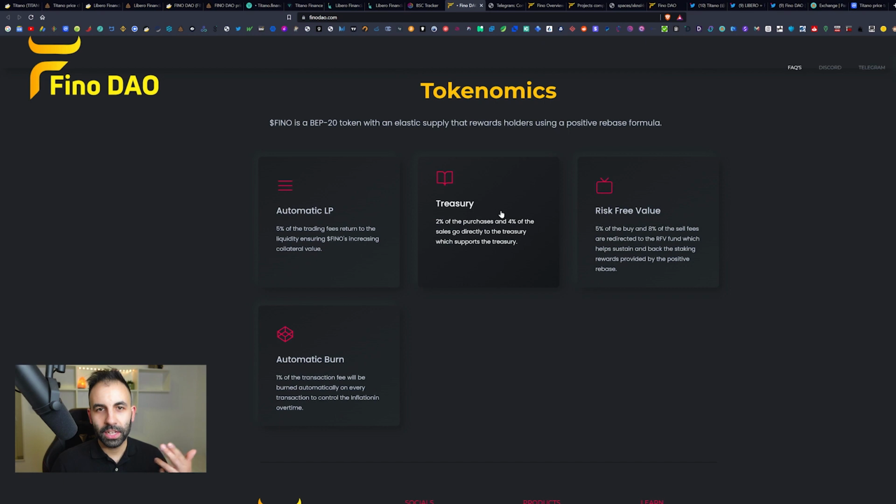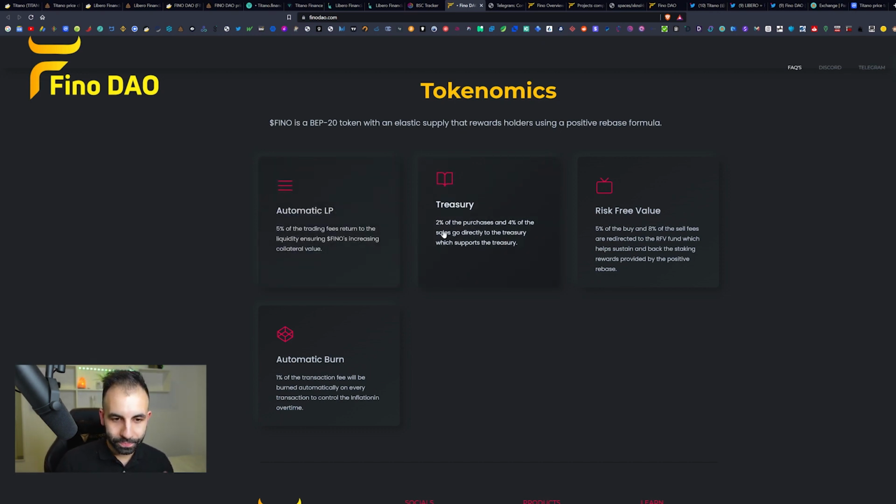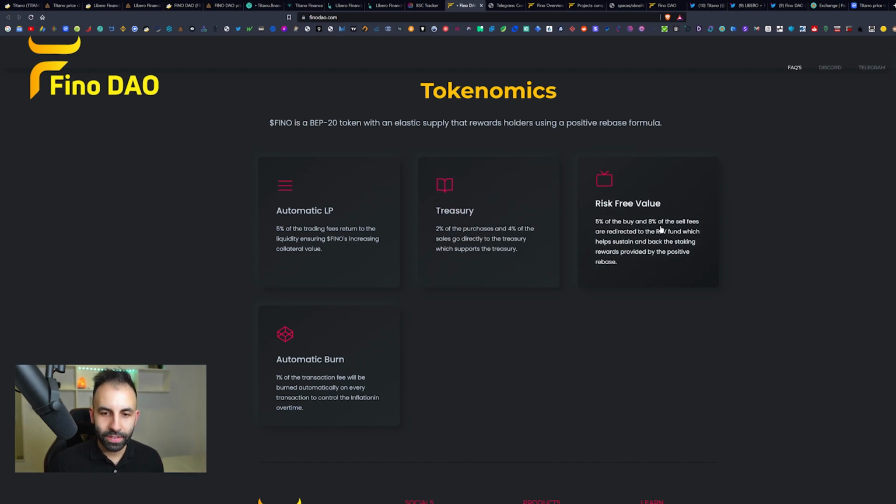We'll just go through the tokenomics, and then I will show you the current holdings that I put into this wallet here as an experiment for this project. So automatic LP, 5% of the trading fees return to the liquidity, ensuring Fino's increasing collateral value. 2% of the purchases and 4% of the sales go directly to the treasury, which supports the treasury. There's the risk-free value here.